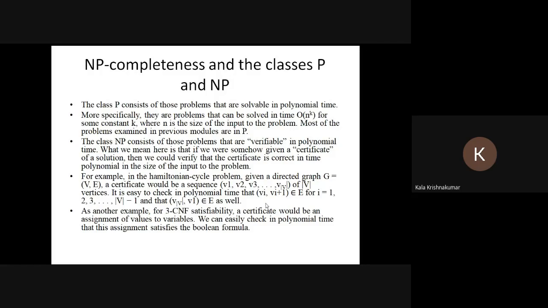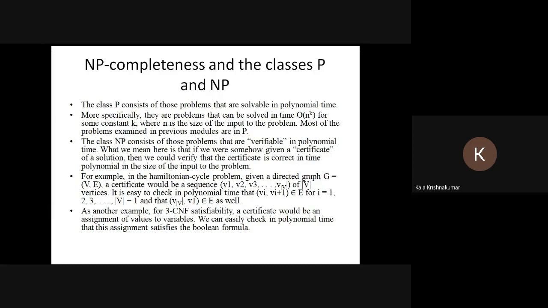So suppose somehow I get a solution or a certificate. If some algorithm gives me a certificate, then I can verify whether this is a Hamiltonian cycle or not. Given a certificate, I will be able to verify whether this is a Hamiltonian cycle or not, and that can be done in polynomial time.